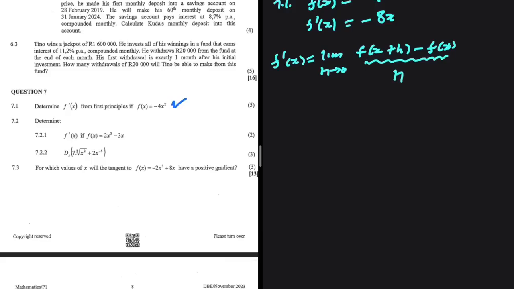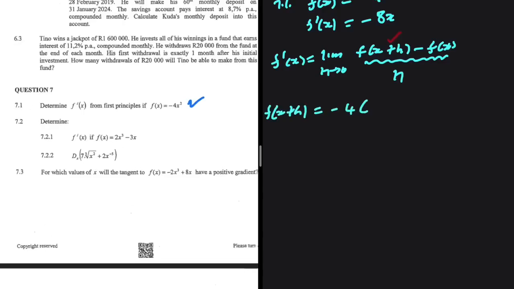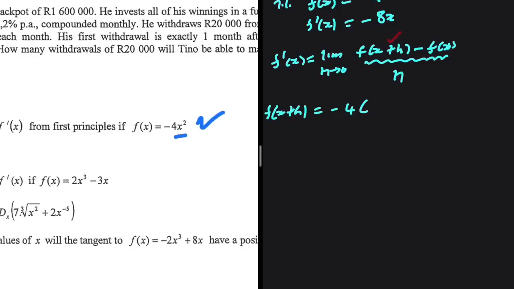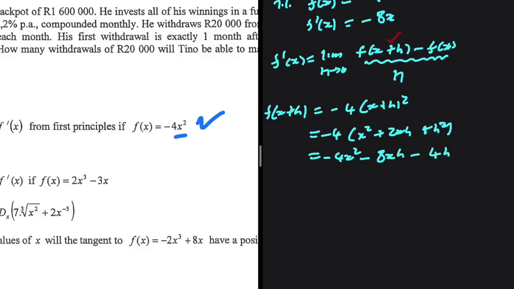So let's go ahead and determine f of x plus h separately. If we do that, we're going to have f of x plus h being equals to minus 4. In place of x, we are substituting x plus h. So we're going to have x plus h squared. This will be equals to minus 4 multiplied by x squared plus 2xh plus h squared. This is just equals to minus 4x squared minus 8xh minus 4h squared. Right, so that is f of x plus h.